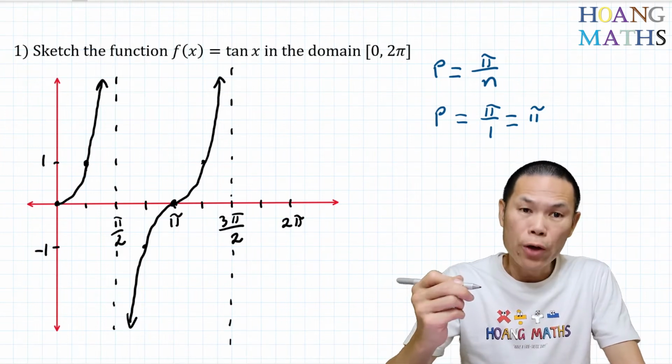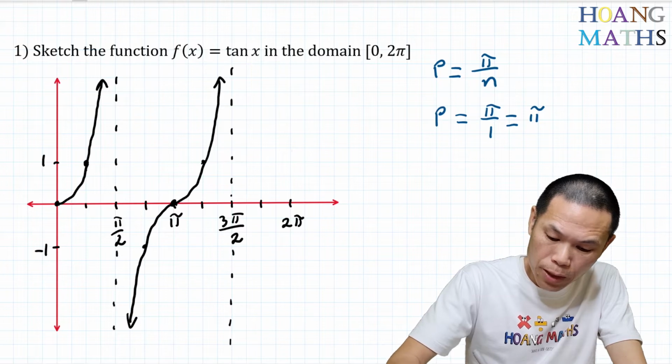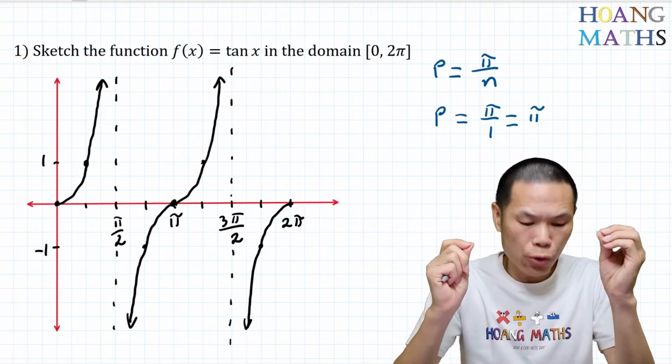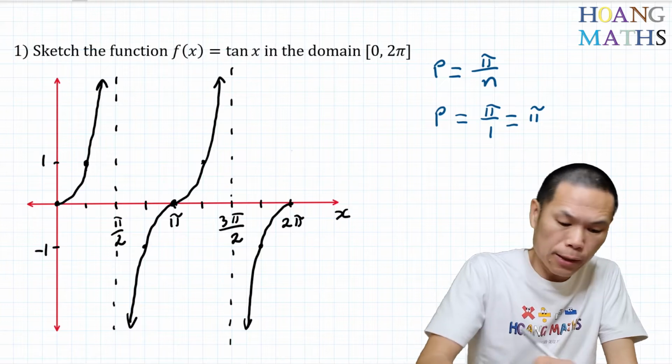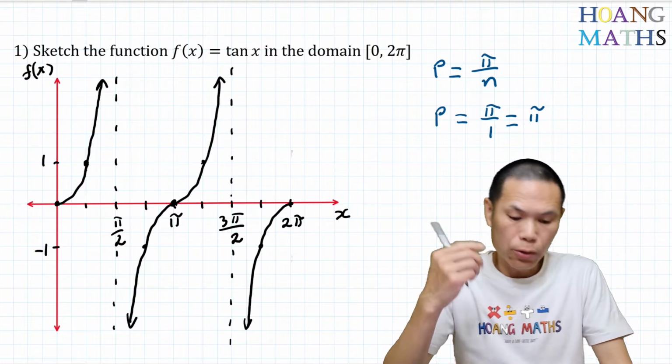So there you go. Now it's just repeating itself. So we know that here is -1, and we just go down. So there you go. This is how you draw tan graph. So let me just label x-axis, and this is y or f of x if you like. So there you go.